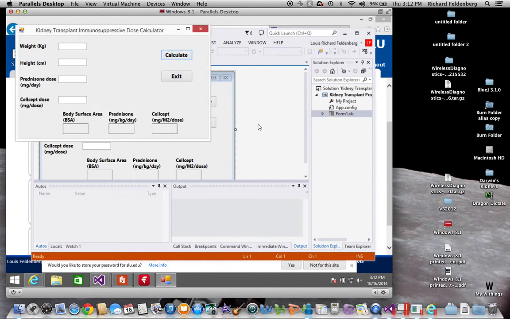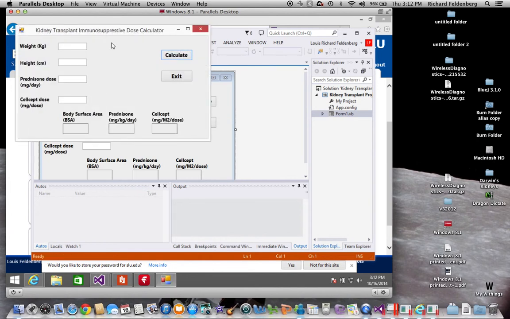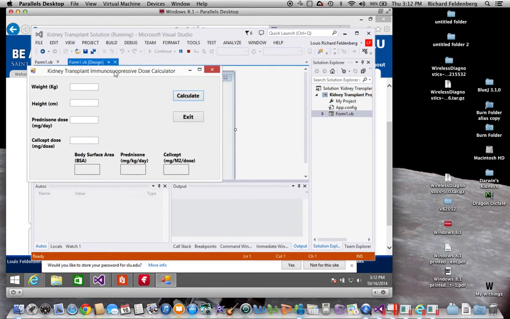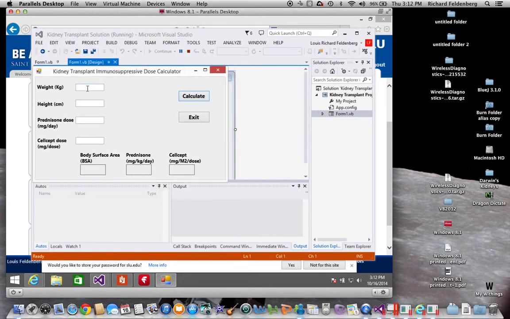I also want to point out that the boxes here accept only numbers and backspace initially, and then I realized when I was testing it that I needed a decimal point also for more accurate measurements, so I went back and put that in.